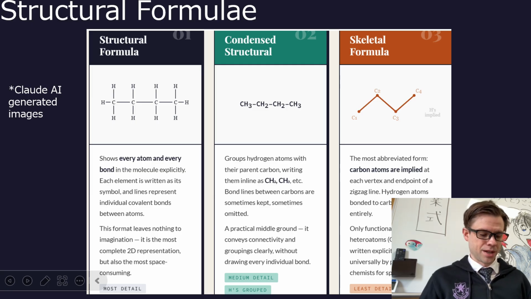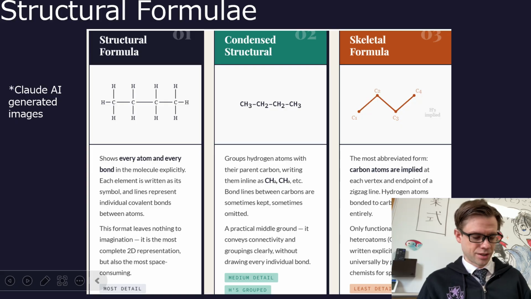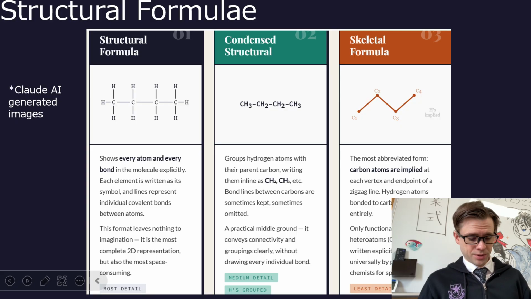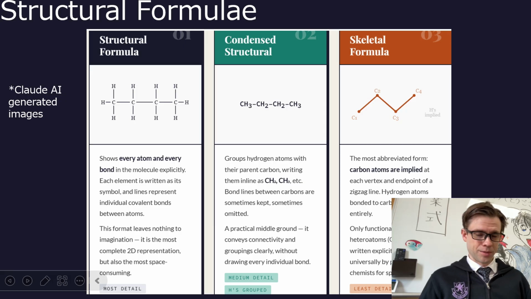So here would be butane, 1, 2, 3, 4 carbons, and 10 hydrogens just attached in every location. So every atom and every bond in the molecule is explicitly written. Each element is written as its symbol. Lines represent bonds. So this format leaves pretty much nothing to the imagination other than angles and 3D structures, but it's nearly the most complete 2D representation. But it's also time consuming, right? You don't want to draw this every time for something like glucose.